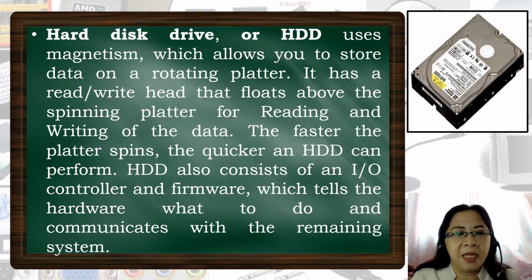It uses magnetism, which allows you to store data on a rotating platter. It has a read-write head that floats above the spinning platter for reading and writing of the data. The faster the platter spins, the quicker an HDD can perform. HDD also consists of an I/O controller and firmware which tells the hardware what to do and communicates with the remaining system.